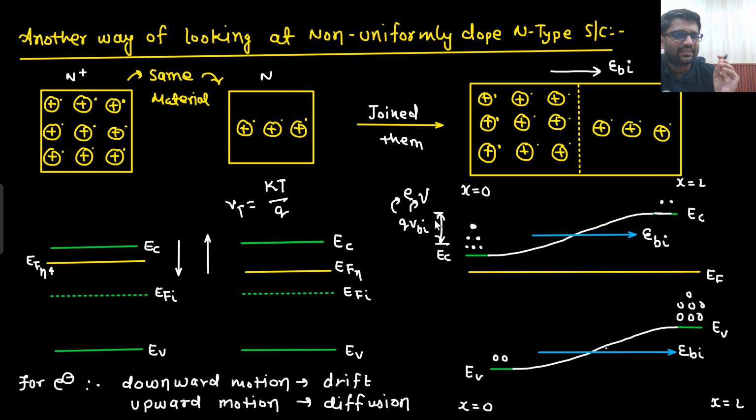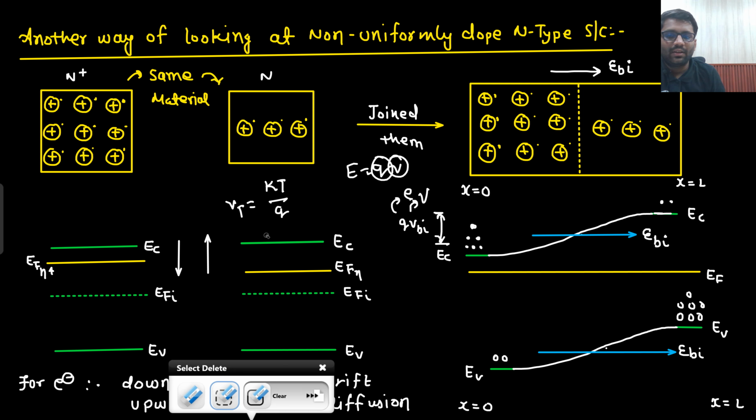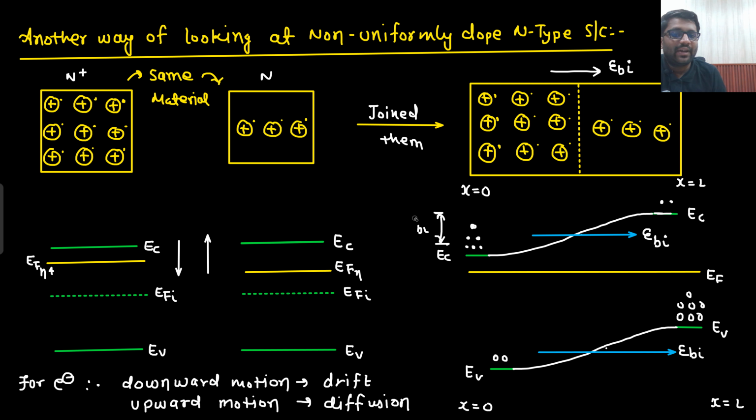Are you able to understand this point? Very simple thing. Voltage into charge. Energy is equal to QV. So voltage multiplied with charge would be energy. So if I am making the diagram of energy, here better I should write down QVBI, not VBI only. Okay. So this band bending took place because of what? This band bending took place because of the built-in potential.